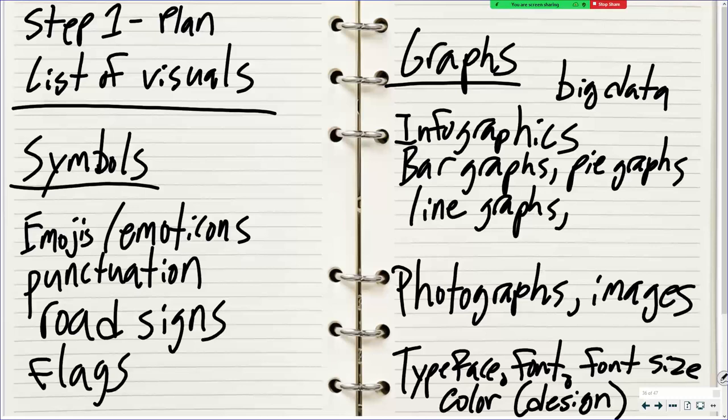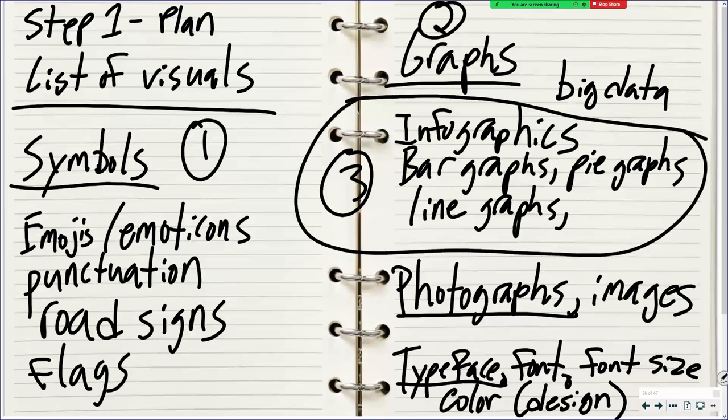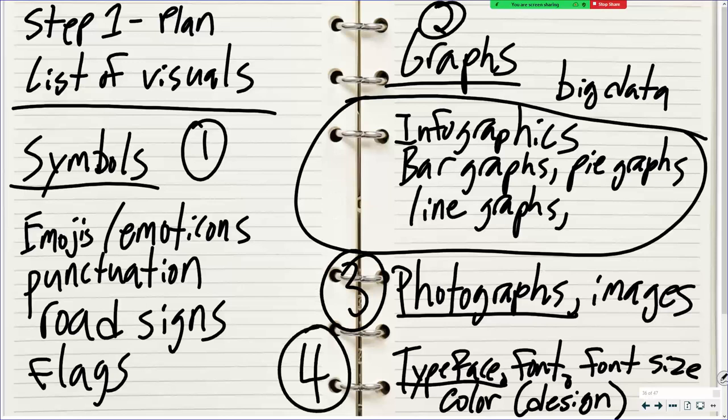Okay, so I've got a list of symbols up on the page. So, a list of visuals, and they include symbols, graphs, photographs, images, typeface. And I would say that I've got about 1, 2, 3, and 4 general categories that I could talk about. And later on in the process, you may want to think about your decision making and say, do I want to write about one of these categories and then break it down into several examples? Do I want to combine 2 of them? I don't think you should write about all 4, but I think you've got some stuff to work with.